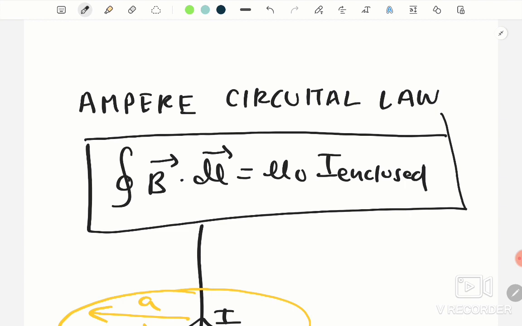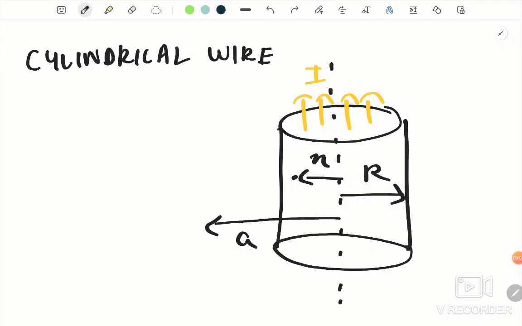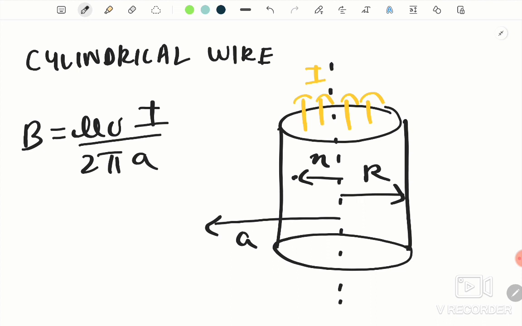Now let's move ahead to the next slide. Yes, students. In this slide, we will look at the value of magnetic field due to an infinite cylindrical current carrying wire. Guys, here in the diagram you can see that we have an infinite cylindrical wire in which current I is flowing in the upward direction. Guys, due to this wire, magnetic field at any point outside this wire will be given by mu naught I divided by 2 pi A. Guys, A is the perpendicular distance from the point to the center of this cylindrical wire.